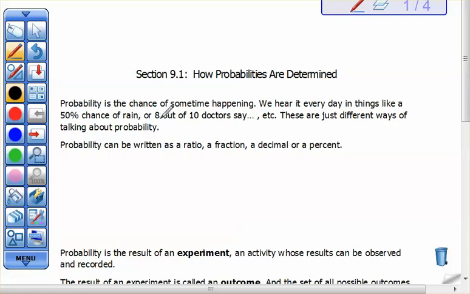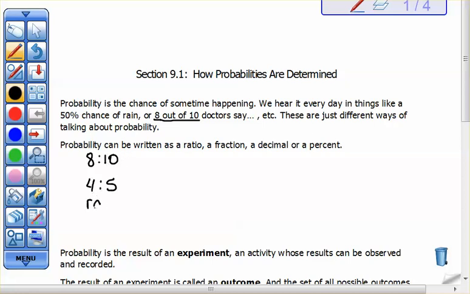Let's go back to this idea of 8 out of 10 doctors. If I write that as a ratio, it would be written 8 colon 10, because that's how we write ratios. Now, this is not in the best form. In the best form, I would write it fully reduced. Both of these have a 2 in common, so we can reduce by a factor of 2. If I divide the 8 by 2, I get 4, and if I divide the 10 by 2, I get 5.